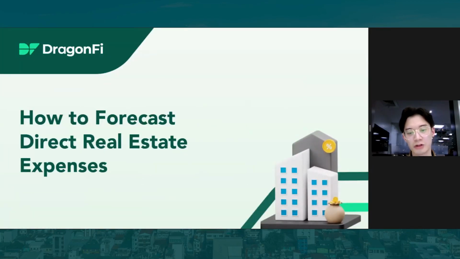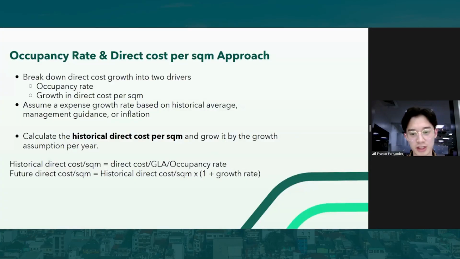Next, we will learn how to forecast direct real estate expenses. The approach here is similar to the one I just discussed. It's called the occupancy rate and direct cost per square meter approach. Next slide, please. It's essentially the same, except that we're switching out rental income with direct costs.